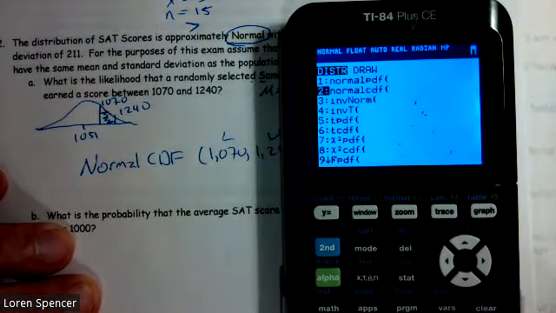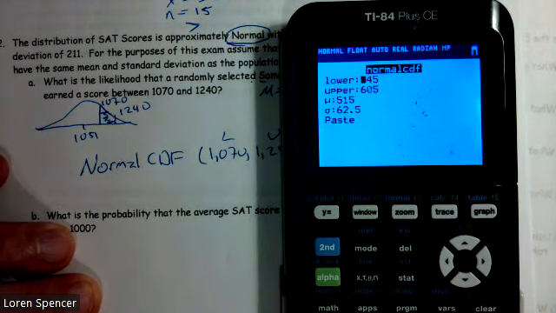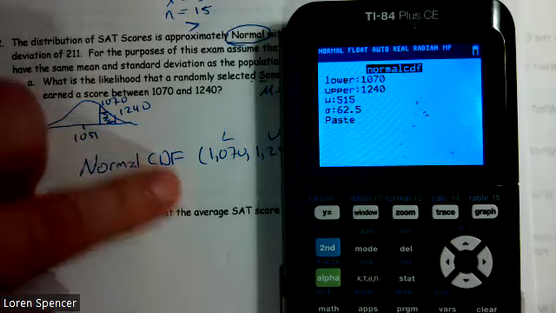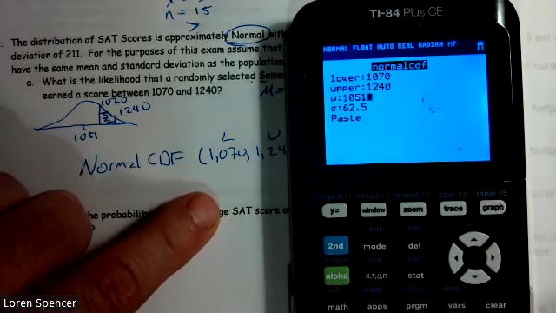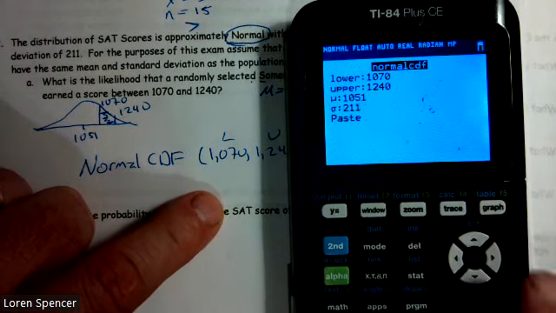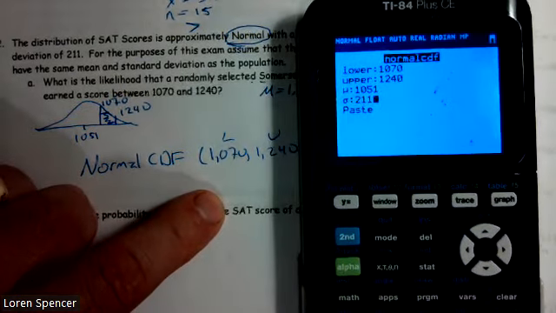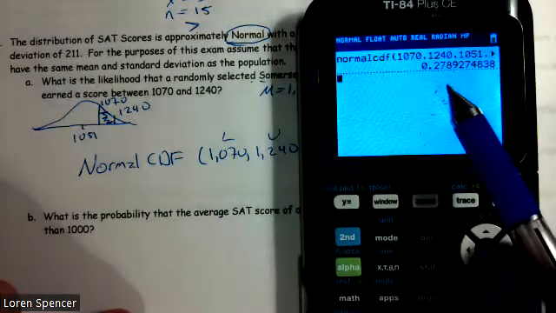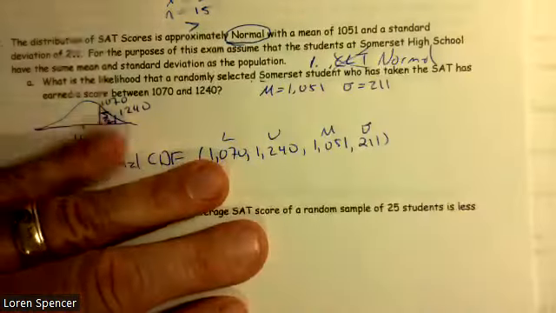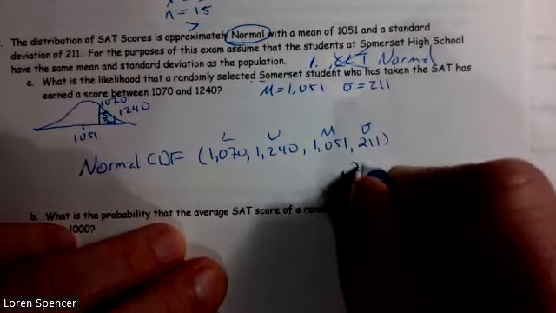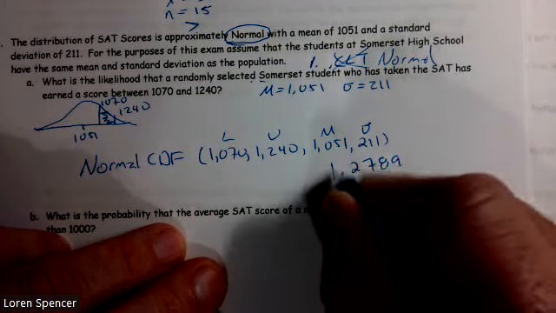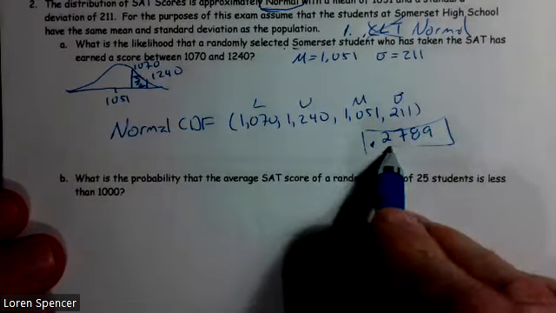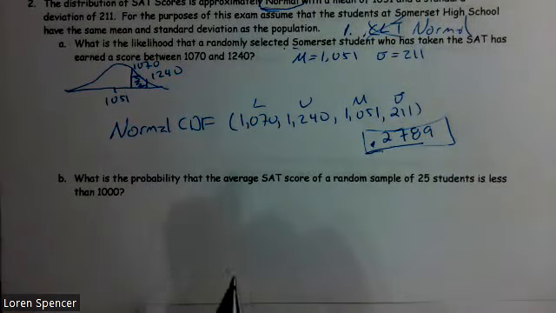Second vars, normal CDF, lower 1070, upper 1240, mean 1051, and the standard deviation we said was 211. And we end up getting about 28%, so 0.2789. Once again, we need the graph, we need the calculator commands, and we need the resulting probability in order to receive credit.